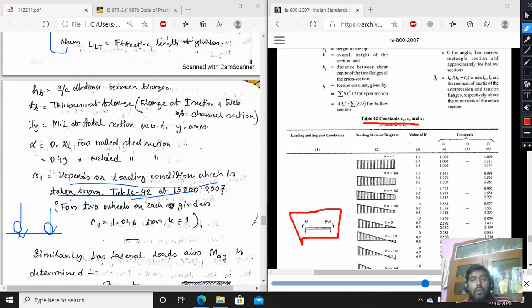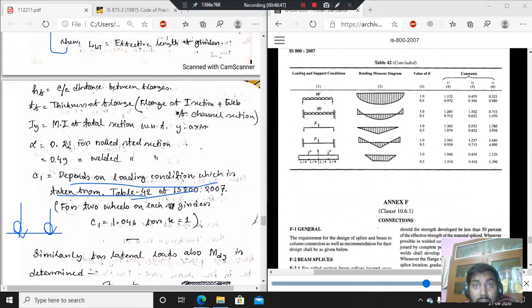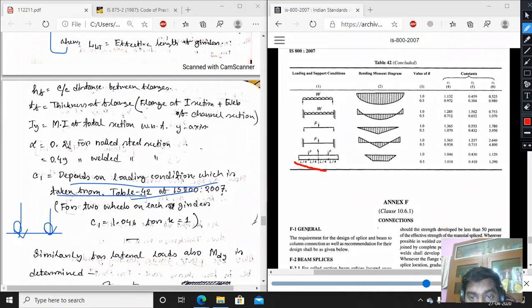Now let us see what the type of loading is. In our design, two loads are acting here. So it depends on the value of K. K is the slenderness ratio, which here is generally taken as 1. We only have to take that value.